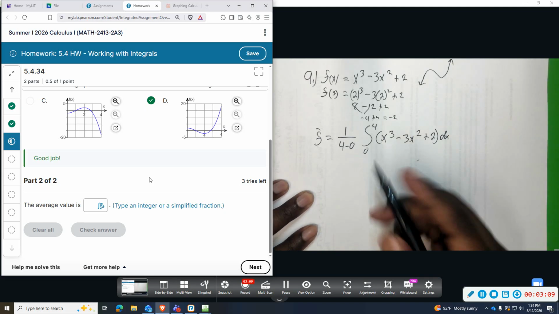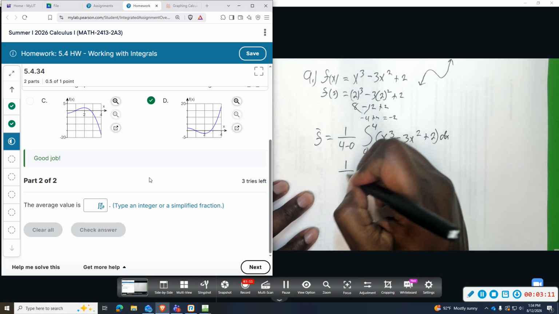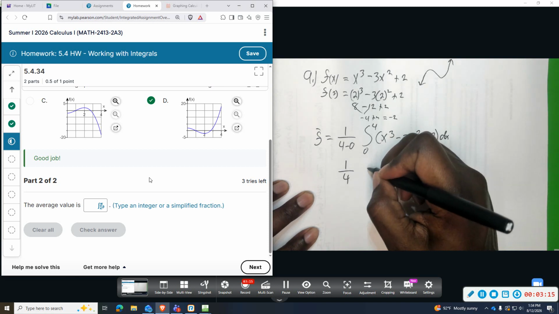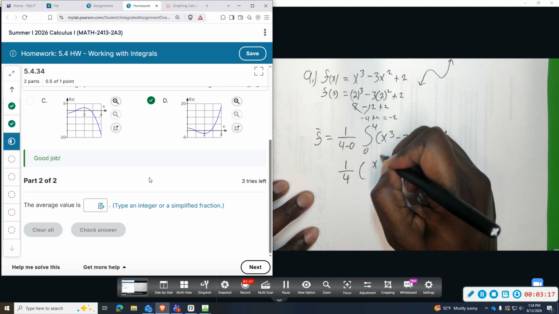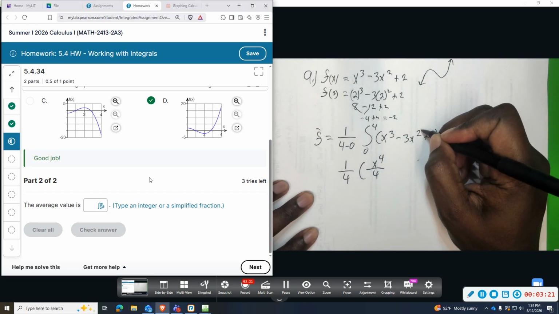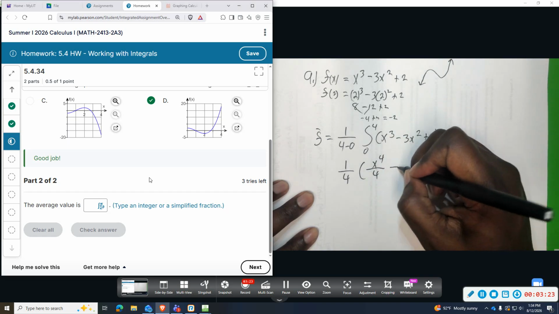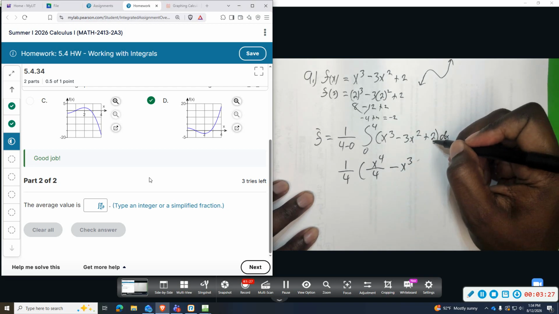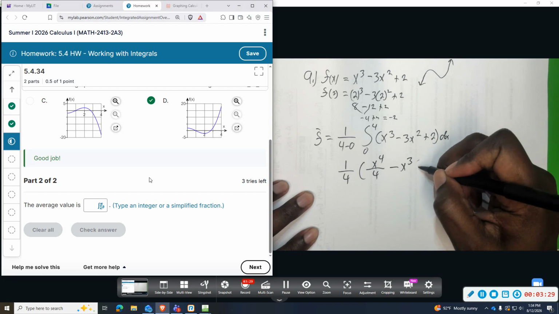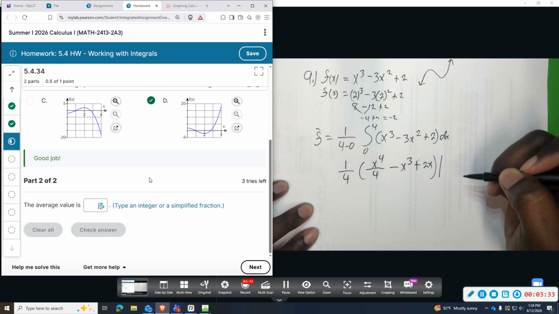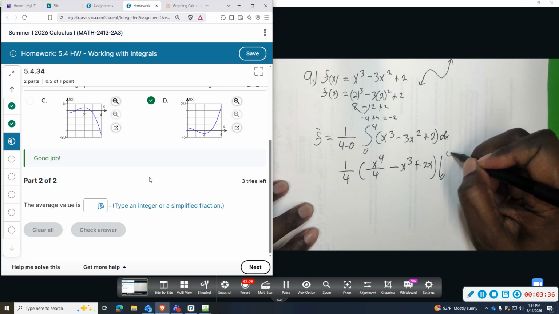We're going to use the power rule, so this is 1 over 4. 3 plus 1 is 4, divided by 4, so we'll have x to the 4th divided by 4, then 2 plus 1 is 3 divided by 3, 3 divided by 3 is 1, so we'll have a negative x cubed, and then there's 0 x's, so plus 1 will give me 2x, and then we're evaluating this from 0 to 4.